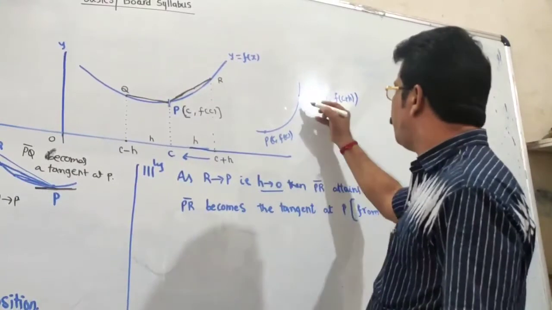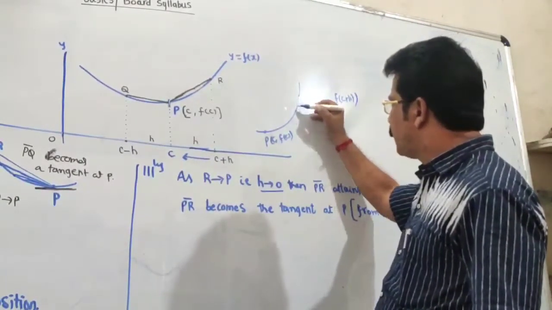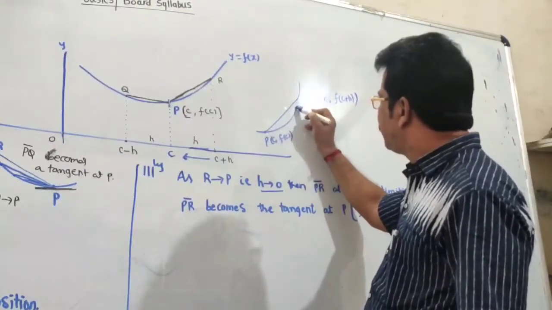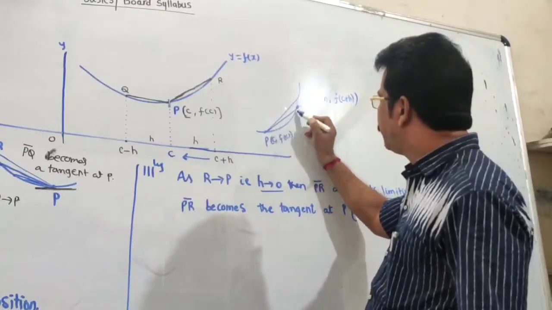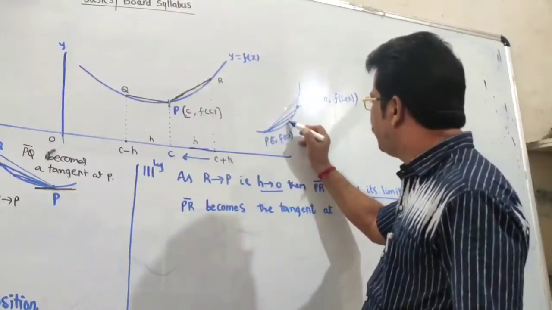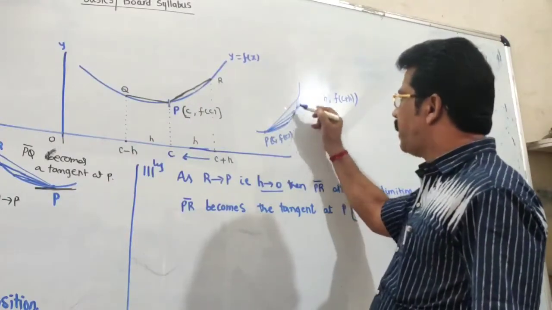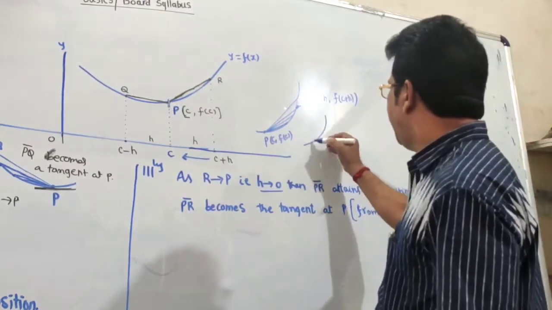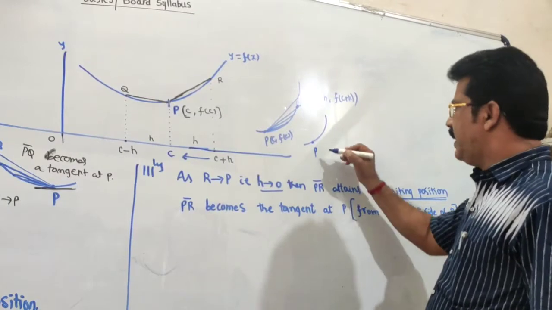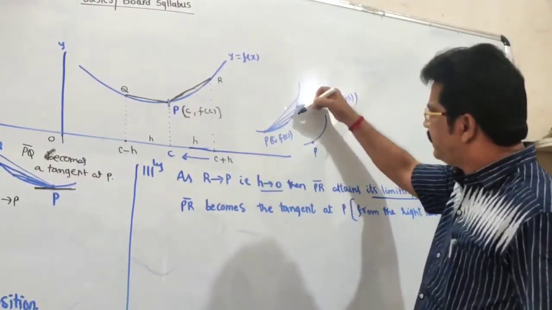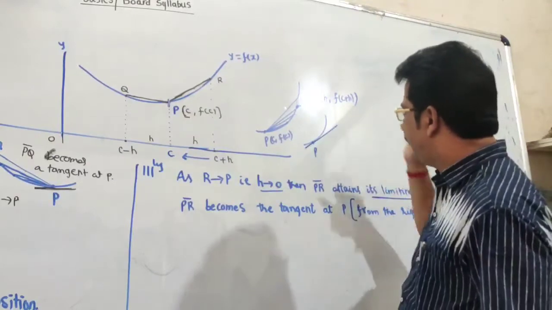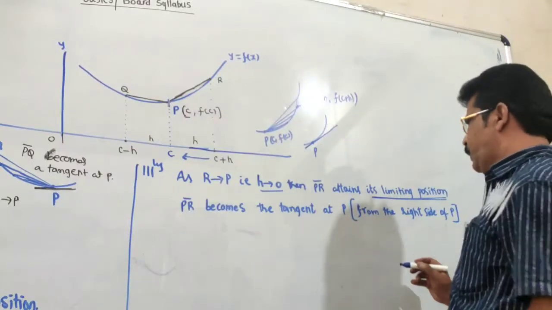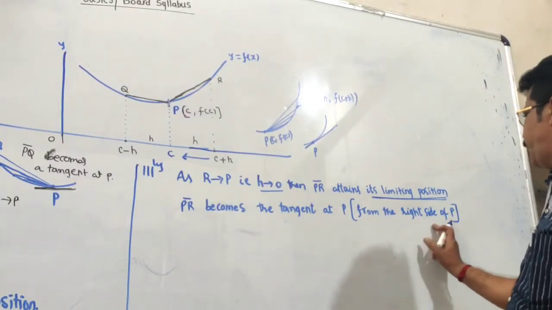As H tends to 0, R approaches capital P along the curve. First position, next position, next position, like that. This process is called attaining its limiting position. Ultimately R will coincide with capital P, and then the graph becomes like that. It is called the chord attaining the limiting position. So it is happening from the right side of capital P.